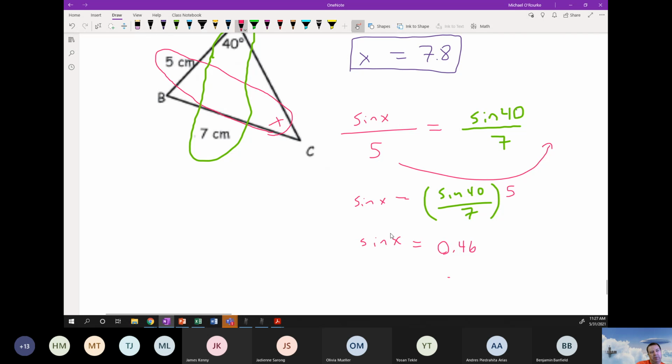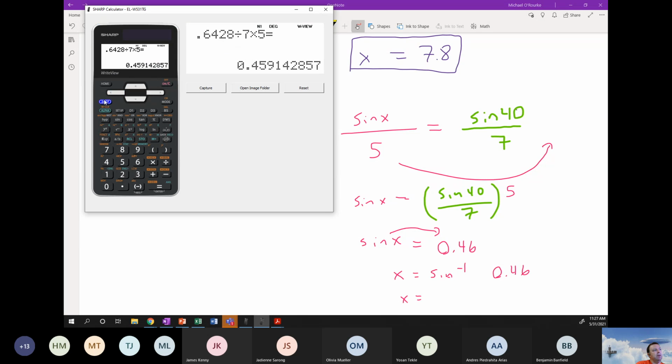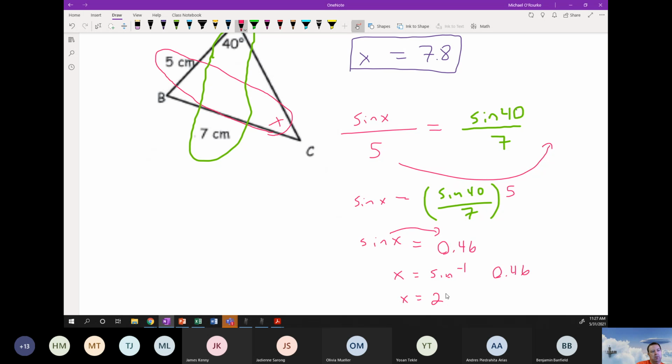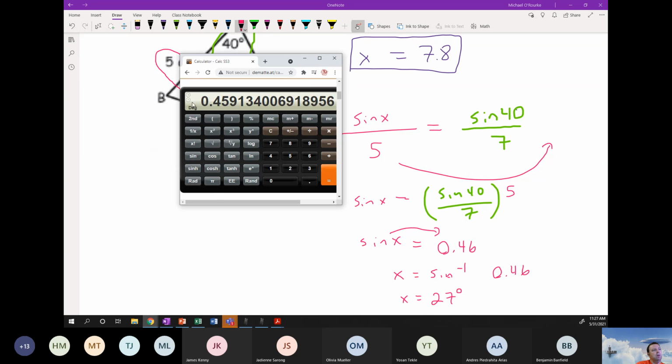So what we're doing here is we're moving the sine over. So x equals sine negative 1, 0.46. And that's going to equal 27 degrees. Hopefully everyone got that answer. And this one here, I could just go like that.